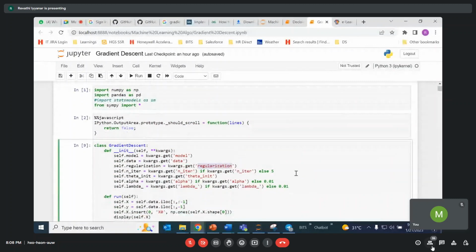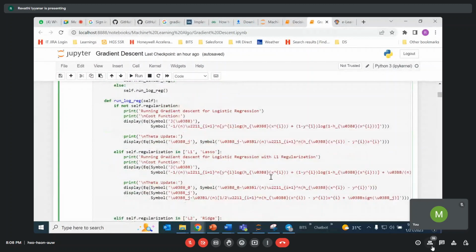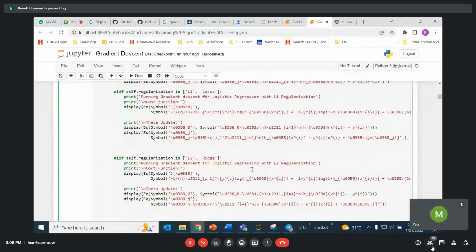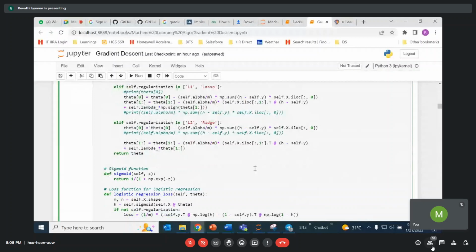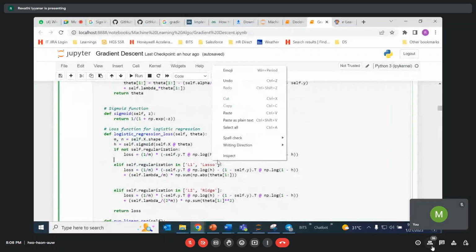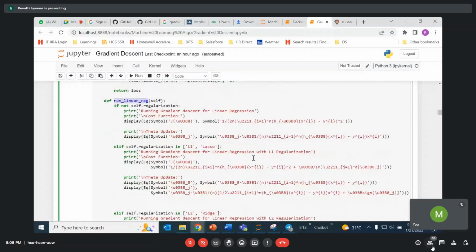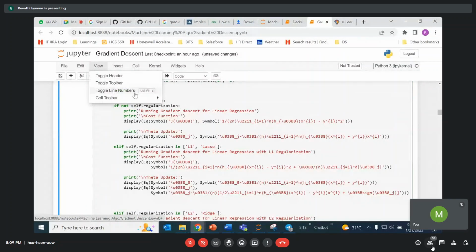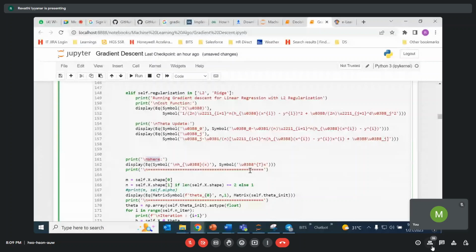If you go to that linear, scroll down a little further, there is a function for linear regression. This is logistic. If you scroll down, there is a function. If you enable the line numbers, line number 161, that's what I see. Next, this is loss. If you scroll, Run linear. Press L, you will get line numbers. Escape it, yeah. Which line number? 161.